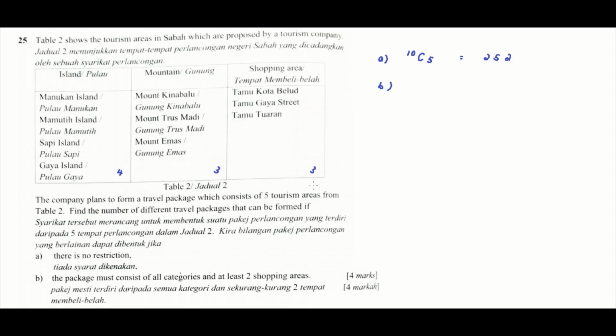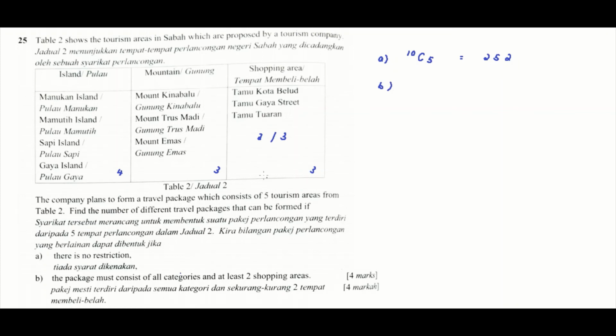Find the number of different packages that can be formed if the package must consist of all categories and at least 2 shopping areas. Which means we need to have at least 2 shopping areas, so it can be 2 or 3 because they use the words at least. You cannot have more than 3 because you only have 3 shopping areas here. And it must consist of all categories. So it will be helpful for us to first list down the possible outcomes in this question.